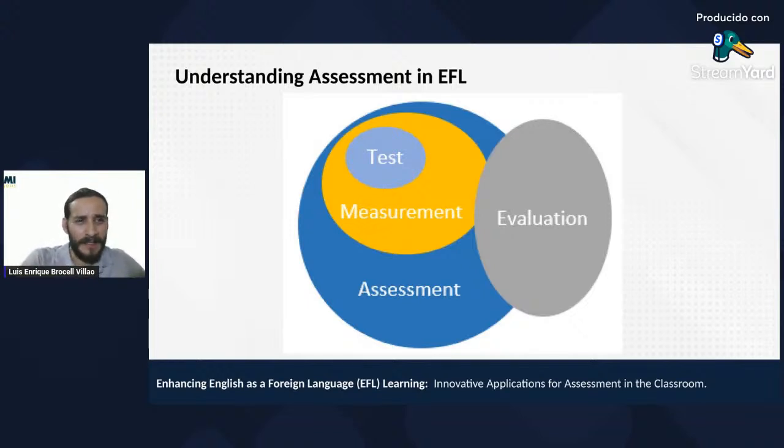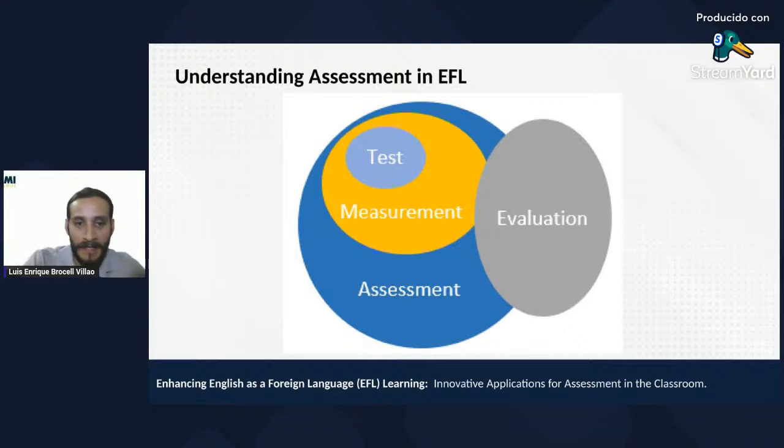What is a test? All of this is part of the assessment part of EFL teaching, English as a foreign language. All of this, we can use tests, we use measurement, we use assessment, and we use evaluation. But what are the differences? What are the definitions of these? We should separate them in our assessment treatment of our students.